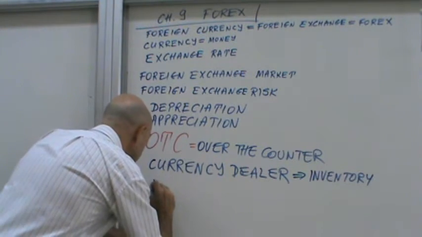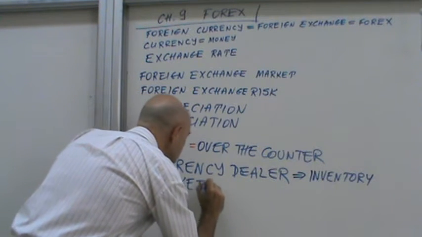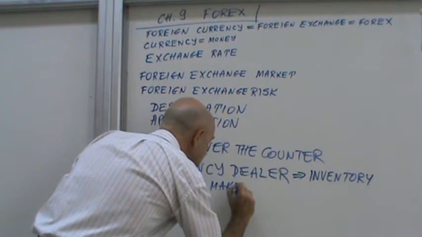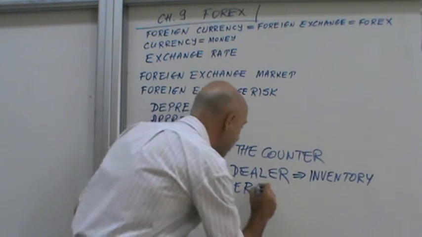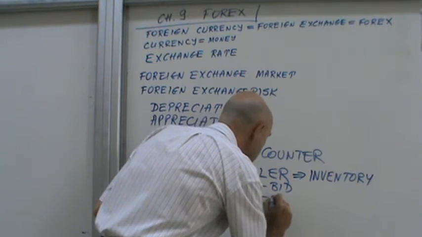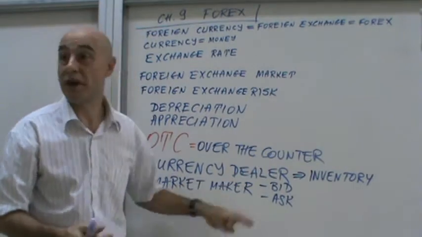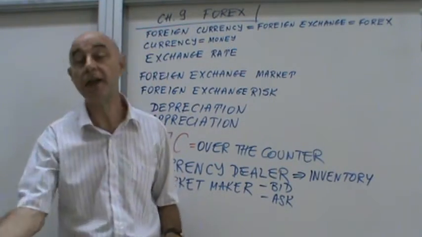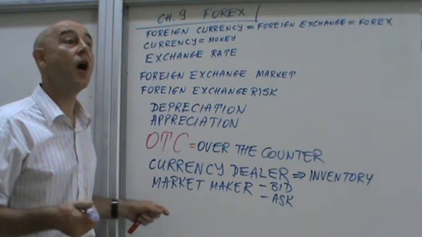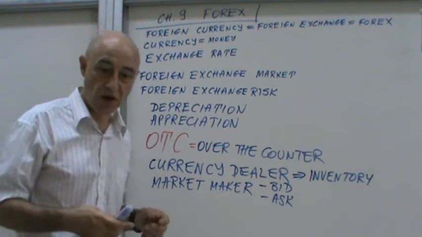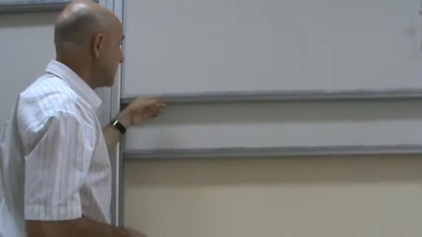The dealer will be making a market. Remember, the dealers act as market makers. They will offer a bid and an ask. If you want to buy, they'll sell. If you want to sell, they will buy from you. And the biggest players are banks. Let's see what else.